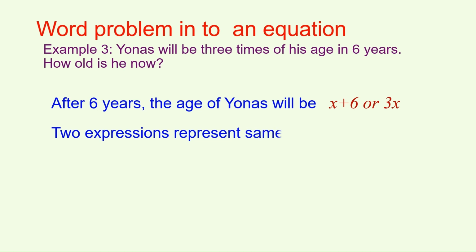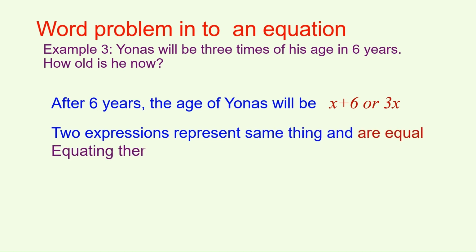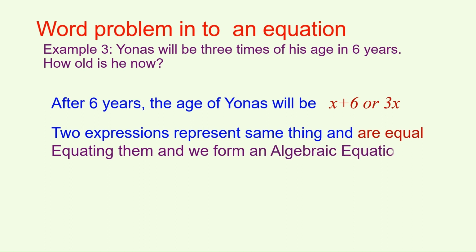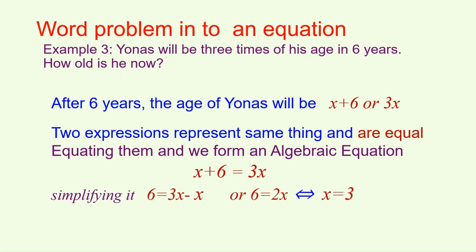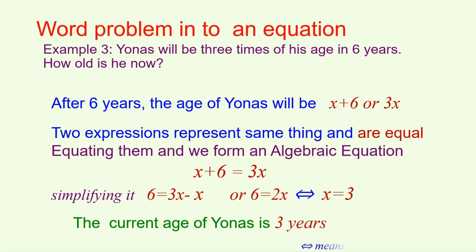Two expressions represent the same thing and are equal. Equating them, we form an algebraic equation as x plus 6 equals 3 times x. Simplifying it, 6 is equal to 3 times x minus x, or 6 equals 2x. Implies x equals 3. The current age of Jonas is 3 years.